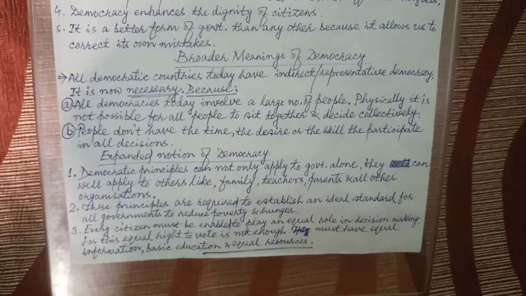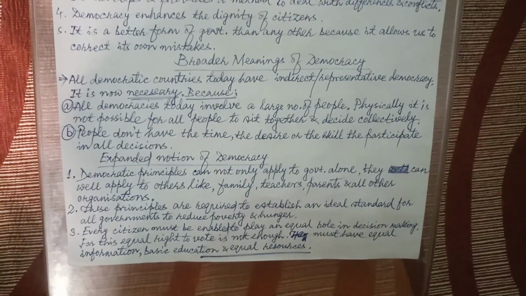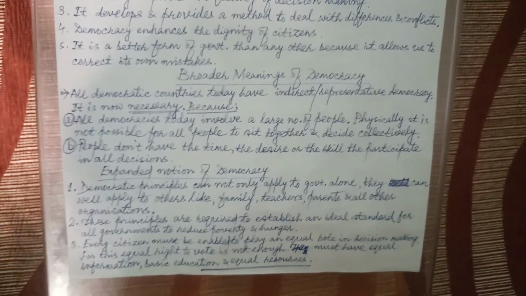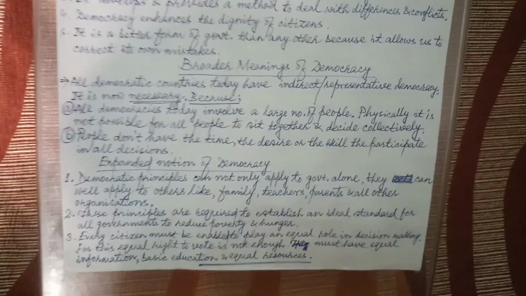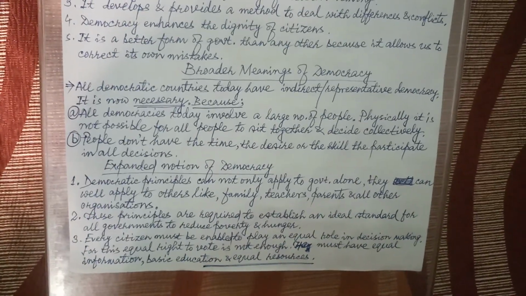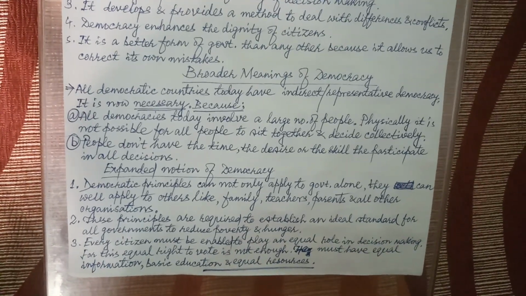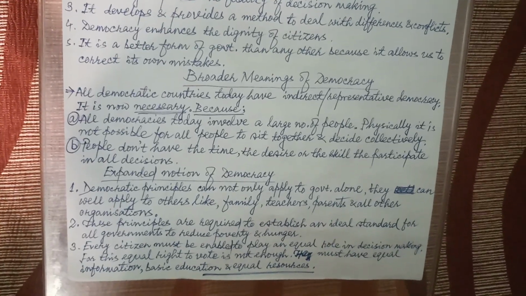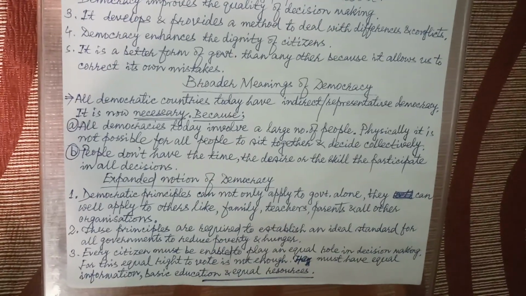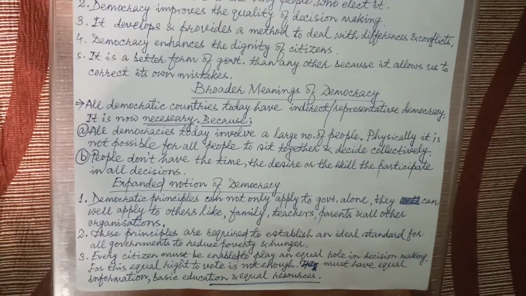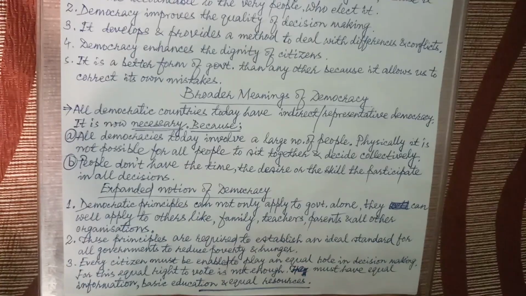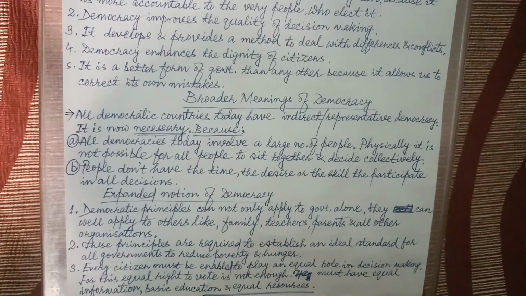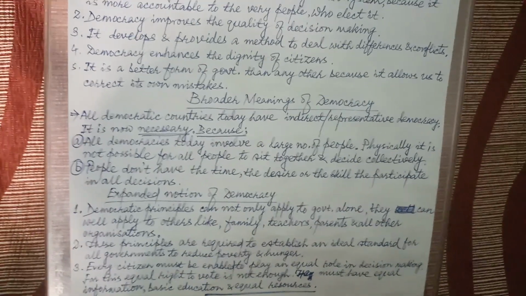Then expanded notion of democracy. The principle of democracy can be expanded to different other organizations than the government that we discussed in this chapter. Democratic principles can not only apply to government alone, these principles can well apply to others, like family. A family can be a democratic one. How can we say? If decision making within a family involves all the members, then we can call this family a democratic family.